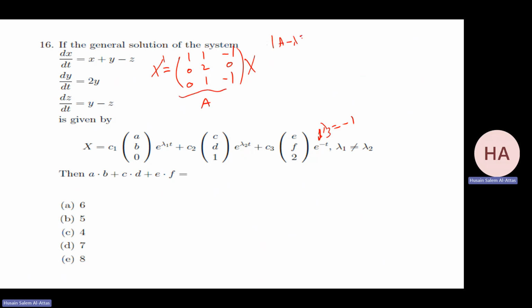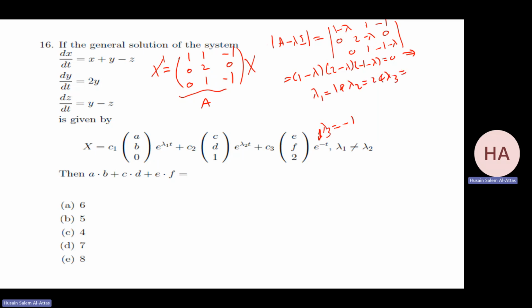To find the eigenvalues, I need the determinant of the matrix 1 minus lambda, 1, minus 1; 0, 2 minus lambda, 0; 0, 1, minus 1 minus lambda. Easily, expanding along the first column, it is 1 minus lambda times 2 minus lambda times minus 1 minus lambda. So lambda 1 equals 1, lambda 2 equals 2, and lambda 3 equals minus 1.